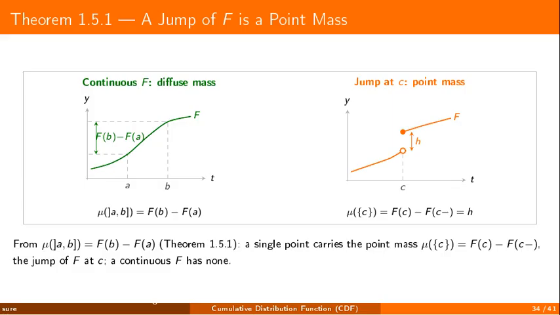On the left, a continuous distribution function. The mass is spread out, and the measure of an interval is simply the rise of the function across it. On the right, a distribution function with a jump at a point. That jump is not lost. It becomes a concentrated mass sitting exactly at that point. The size of the mass is the height of the jump, the gap between the value of the function and its left-hand limit there. A continuous distribution function has no such jumps, and so carries no concentrated point mass at all.